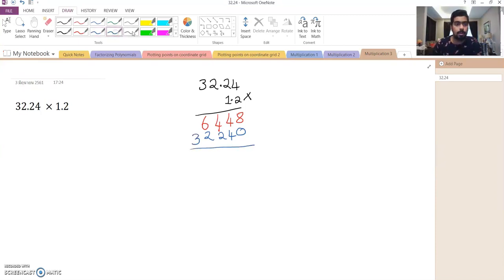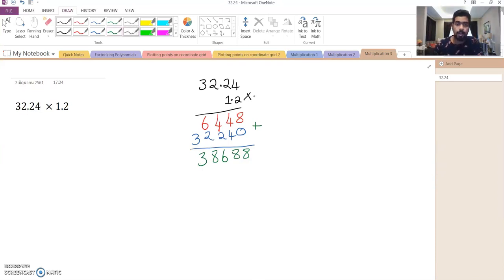Almost at the final step right now. What we'll be doing now is adding all of these up. 8 plus 0 gives us 8. 4 plus 4 gives us 8. 4 plus 2 gives us 6. 6 plus 2 gives us 8. And nothing plus 3 gives us 3.